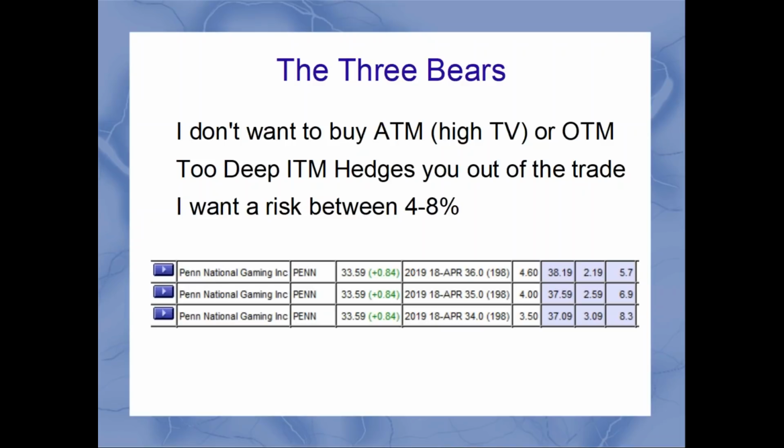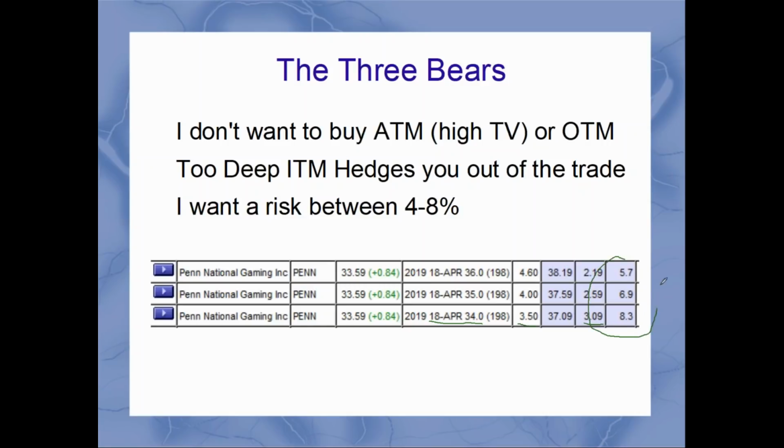$2.59 at risk, or 6.9%. That's within my range of 4 to 8%. And also, of course, we look at the April 34. This one's just slightly in the money with the stock moving up. But here we're at 350, so the max risk is 309 or 8.3%.